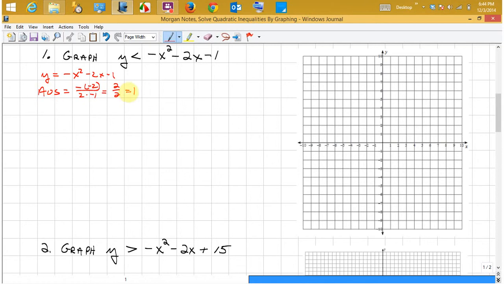So let's put the value of x equal to 1 back into the equation and see what the y value is. So y is equal to negative 1 squared minus 2 times 1 minus 1. That would be a negative 1 minus 2 minus 1, and negative 1 minus 2 is negative 3, minus 1 would be equal to negative 4. So my vertex is at 1, negative 4.